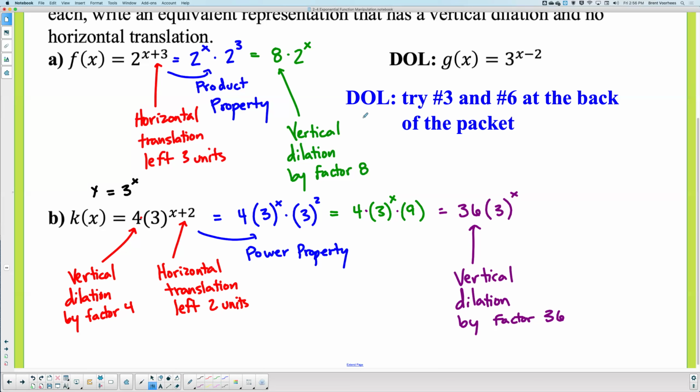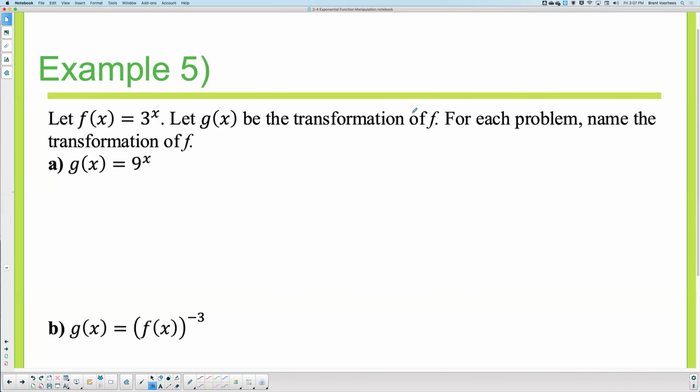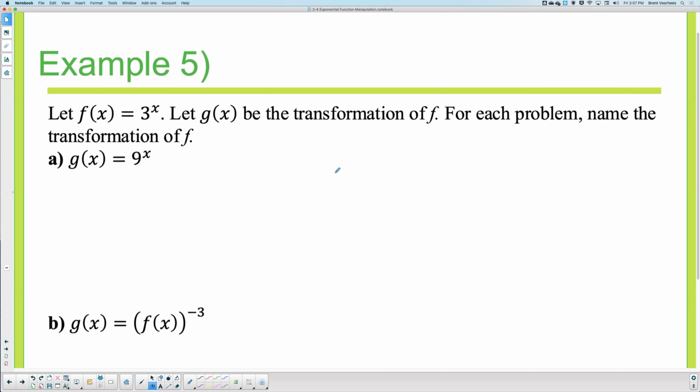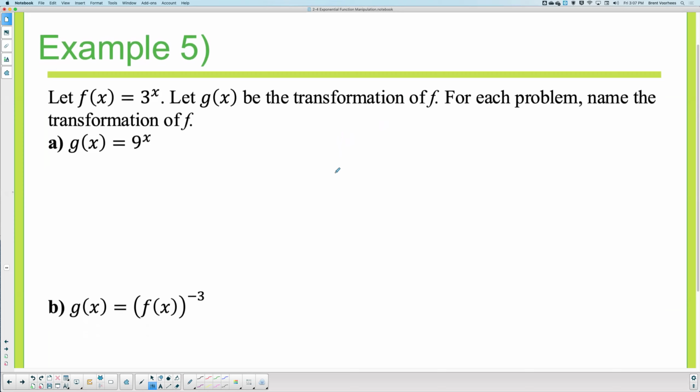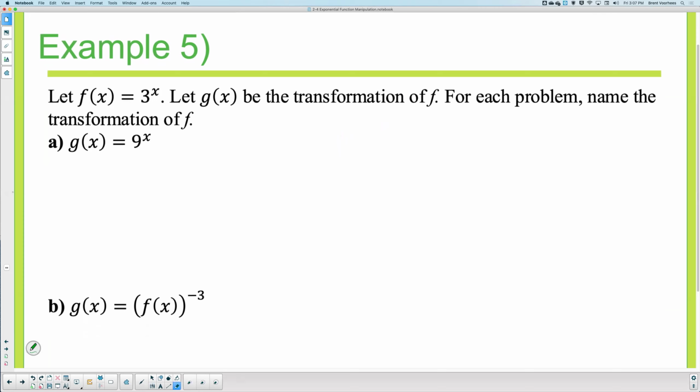And now we could try to deal with number 3 and 6. All right, example 5. So it says let f of x be 3 to the power of x, let g of x be the transformation of f. For each problem, name the transformation of f. Well, right now, we don't have a transformation, but I can see I have a different base. So how I would solve this is I would need to change the base. So if this is a different base, again, what I would do is I would write it as 3 squared to the power of x. Now, all I'm doing there is performing a little algebra. I'm changing the base. That's all I've done here, is I've changed the base.